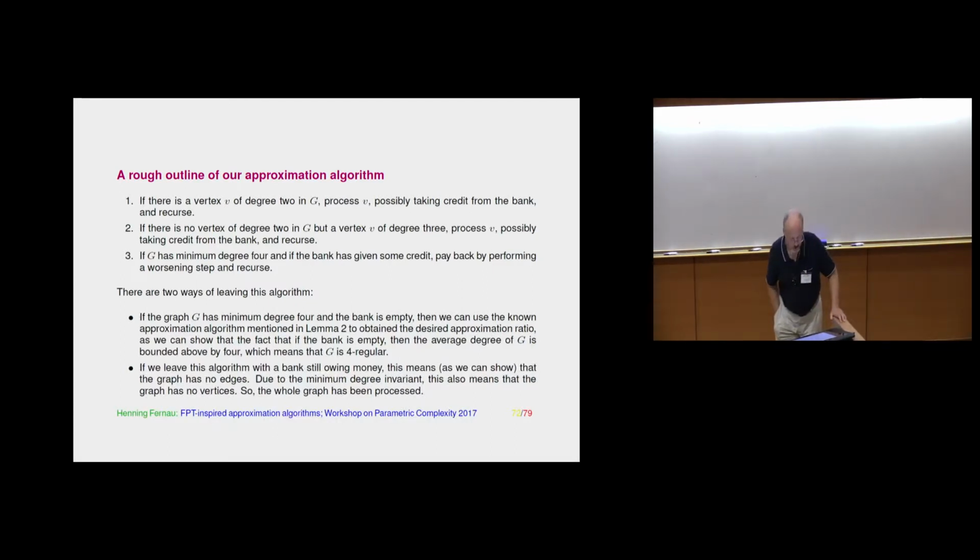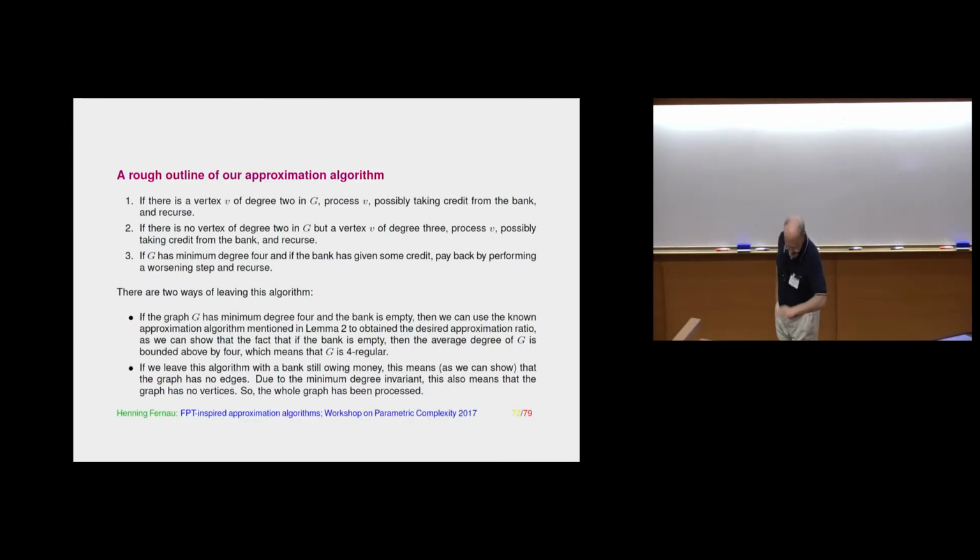So finally, there are 2 ways to leave this algorithm. Either we get to the point where this graph has minimum degree 4 plus, and the bank is empty.